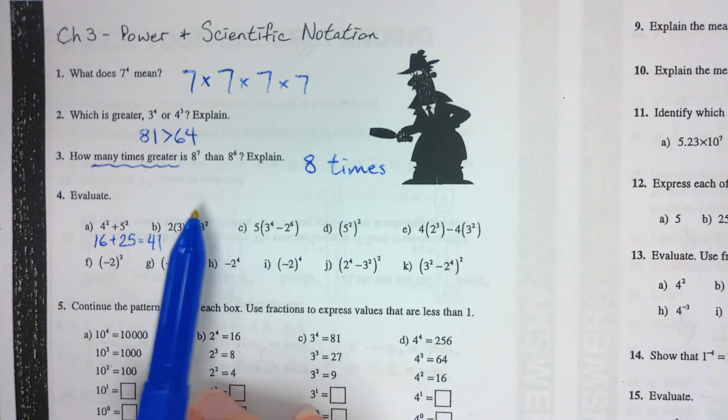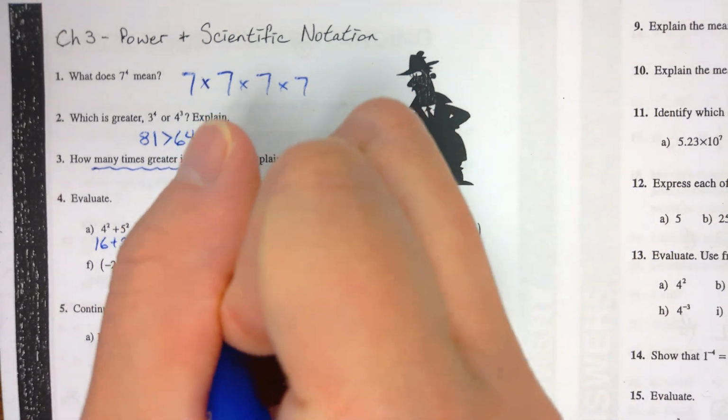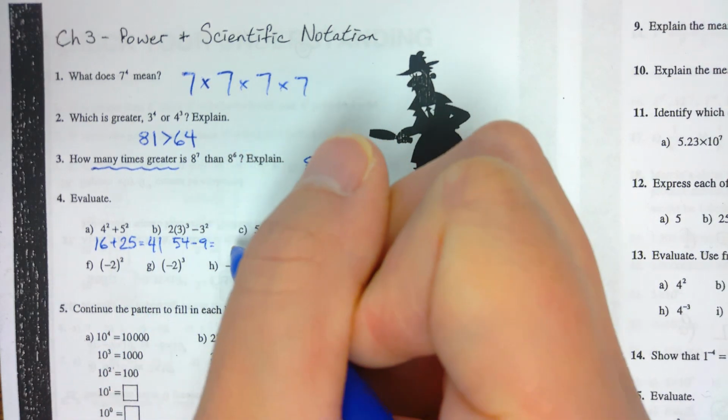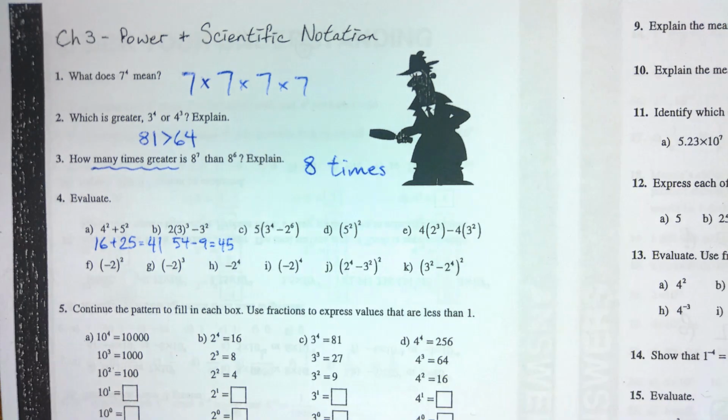Okay. This one right here, should I multiply first or exponent first? Exponent, because BEDMAS. So 3 to the power of 3, 3 times 3 times 3 gives you 27. 27 times 2 is 54. So then you get 54 minus 9, which gives you 45. Okay.